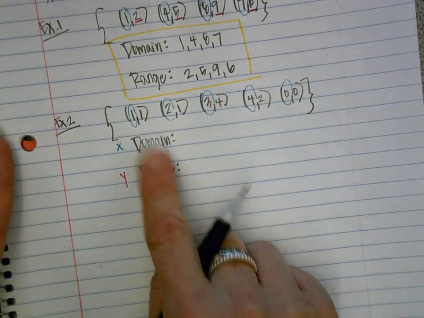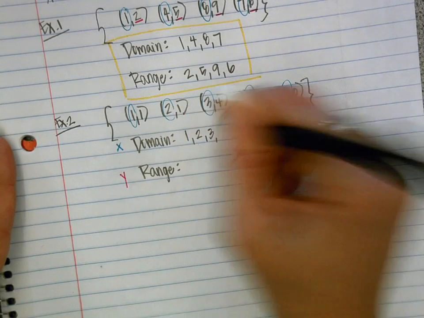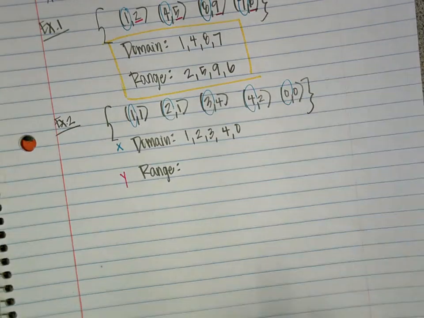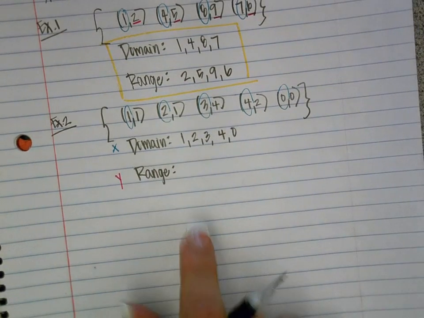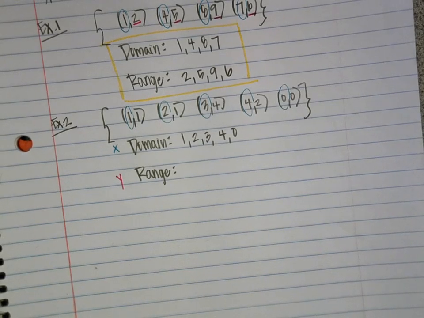So domain, just write a list. So 1, 2, 3, 4, and 0. Now, like I said earlier, if it was multiple choice, the 0 would be first, but it doesn't really matter to me as long as you're writing the list. And then what about the range? What do you have for range, think you?